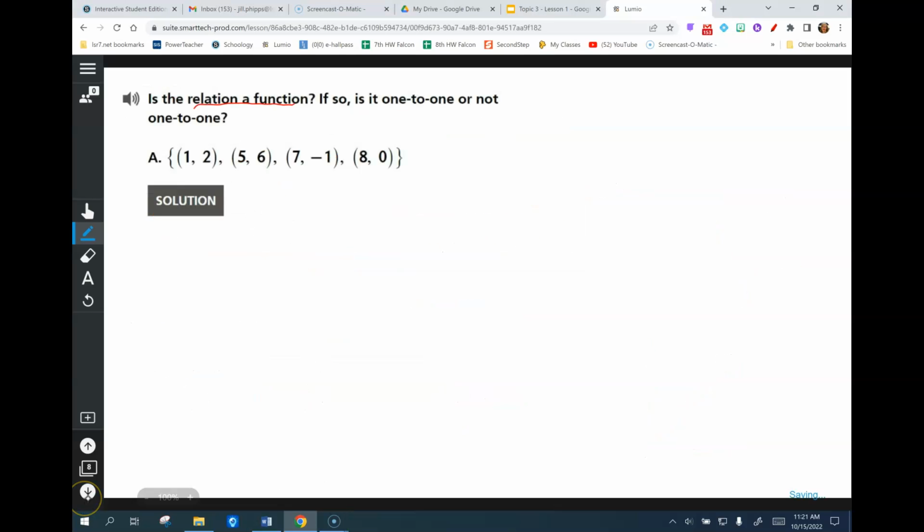Good. Is a relation a function? In order to be a function, it has to have a one-to-one correspondence. No x values can repeat. So let's look at our x values. Do any of those repeat? Nope. So yes, this is a function.